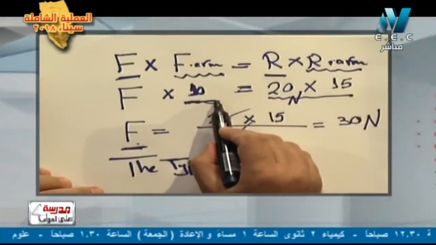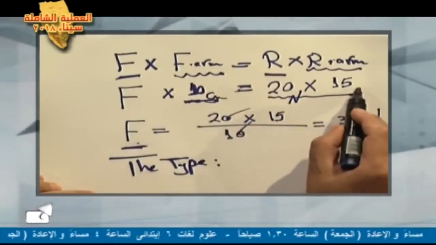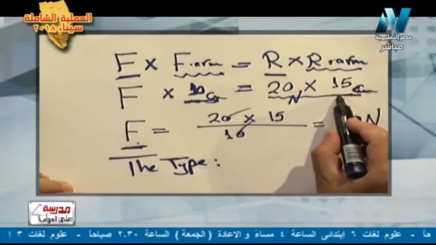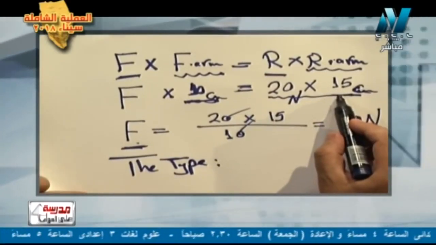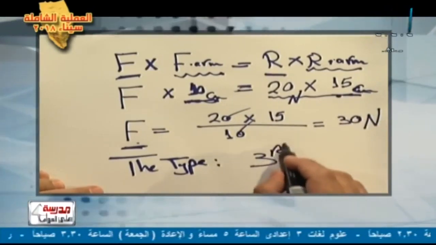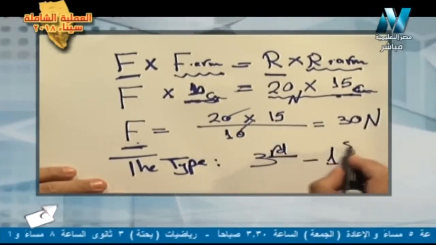The effort force arm was 10 centimeter and the resistance arm was 15 centimeter. So which one is longer? The resistance arm is longer than the effort force arm. So this will be the third type. Again, this will be the third type or sometimes maybe the first type. Sometimes it is also the first type.